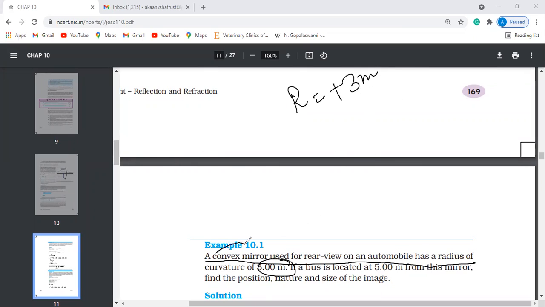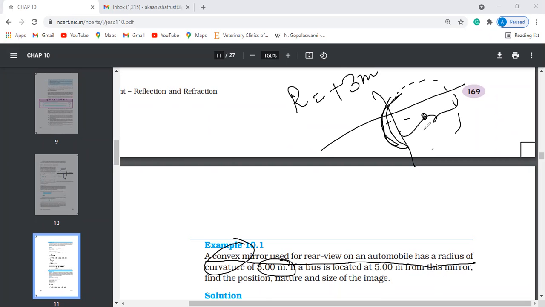Because they have asked about a convex mirror. The convex mirror will be like this. If you extend this here, then the radius of curvature will be here. On the x-axis, the east side is positive. So that's why the radius of curvature is plus 3 meter.